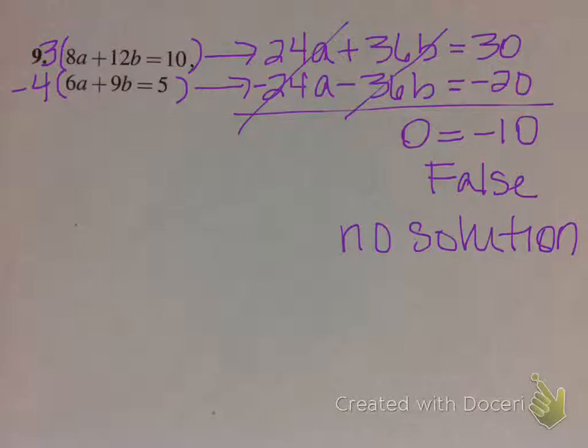So these kinds of scenarios happen just like when you're graphing. Your lines will either intersect, they'll never intersect, or they will be exactly the same line. This is what happens algebraically when you try to solve a system.